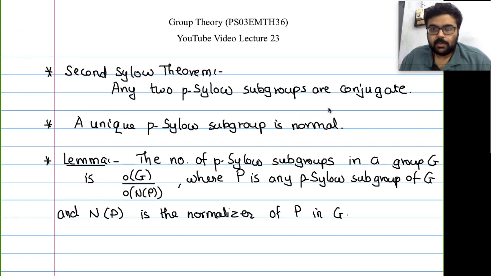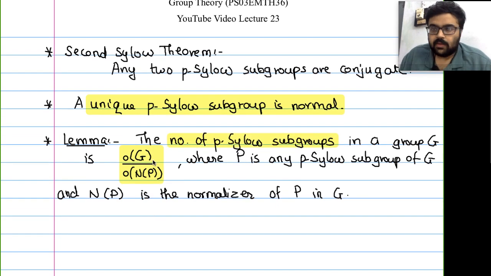Any two p Sylow subgroups are conjugate, but what is important is that a unique p Sylow subgroup is normal. And the total number of p Sylow subgroups in G is the index of the normalizer of any p Sylow subgroup. So we are given a p Sylow subgroup P, and then we take N_P, the normalizer of P, and the index of that, so order of G upon order of N_P.